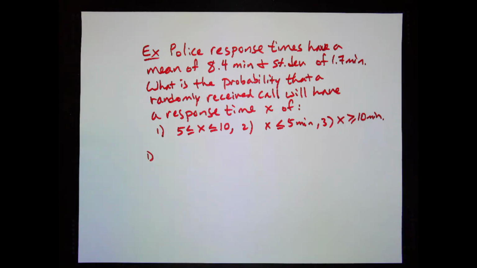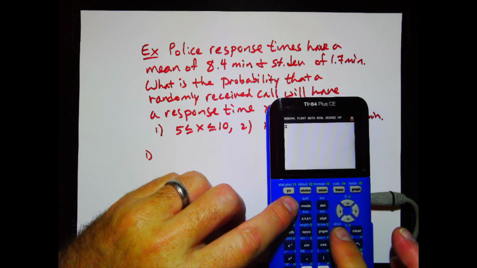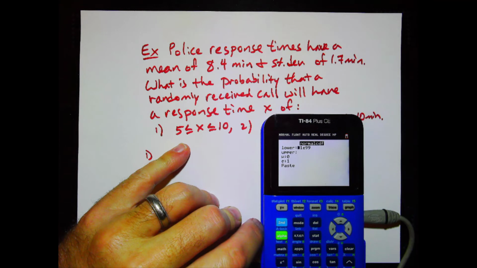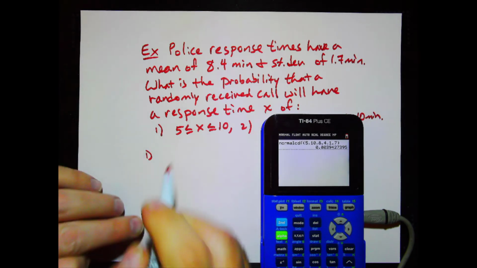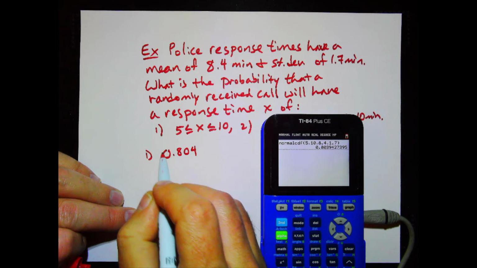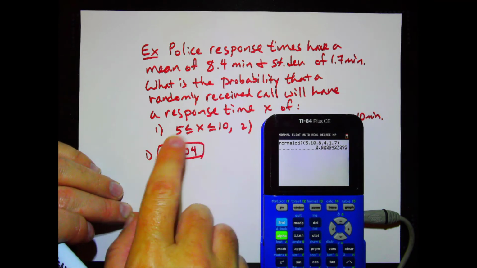So in our solution, we'll need to use our normal probabilities, normal CDF, of course. Now, on the first one, the lower limit is 5 and the upper limit is 10. The mean is 8.4 and the standard deviation is 1.7. So I'm getting 0.844, about 84.4% of the time the call will have a response time of between 5 and 10 minutes.